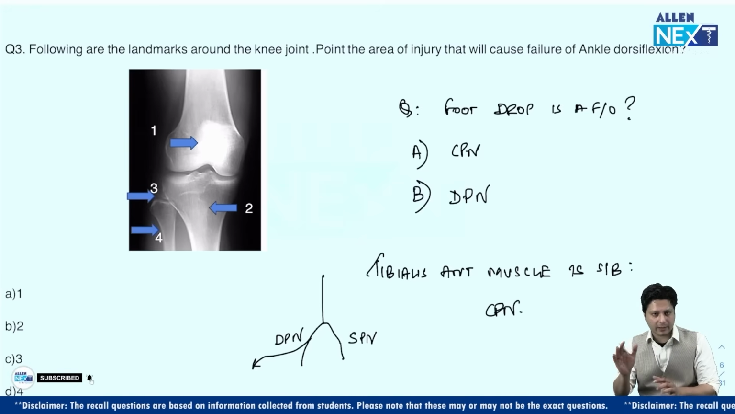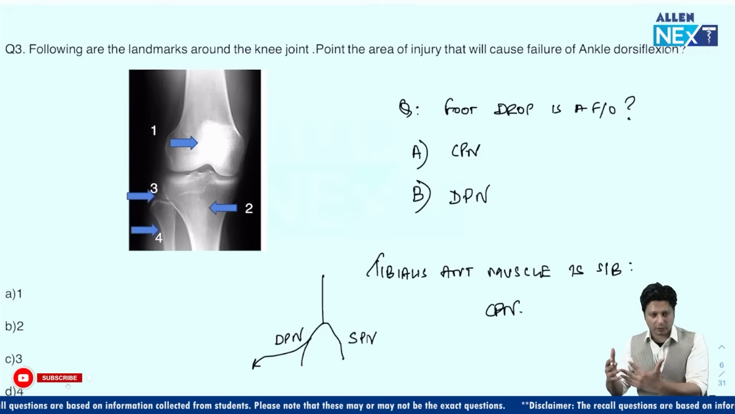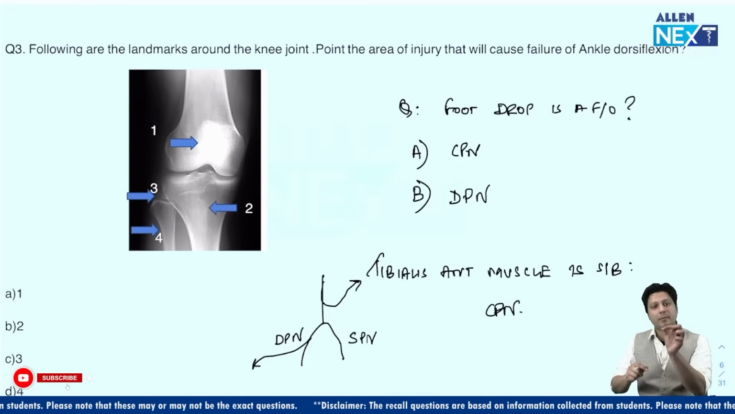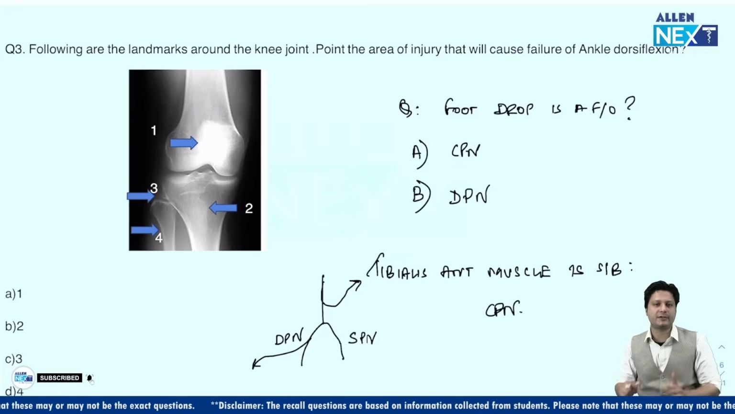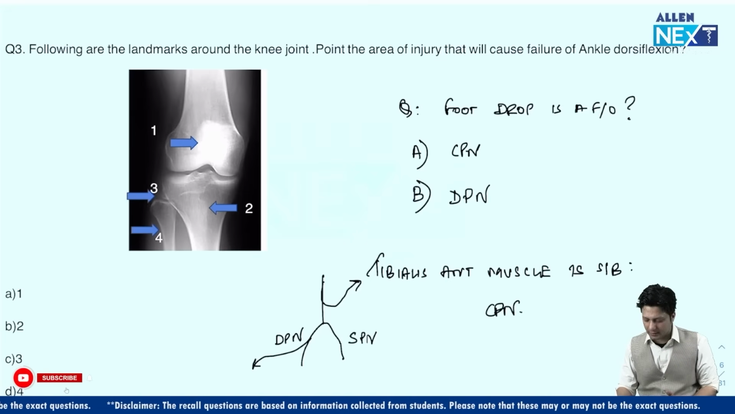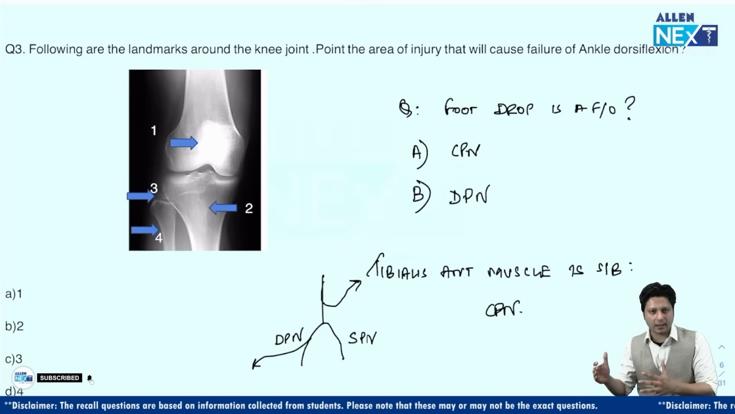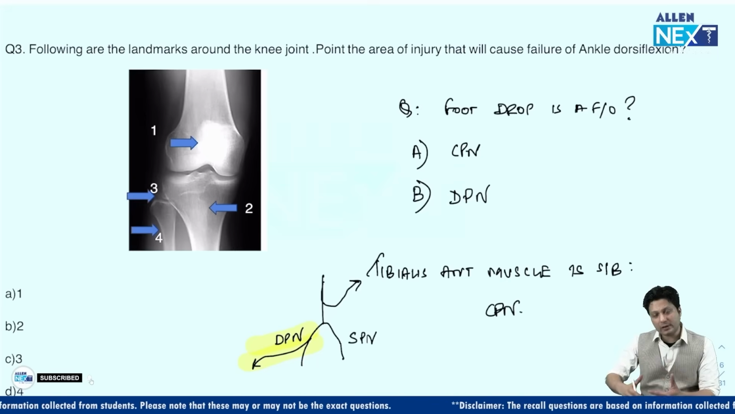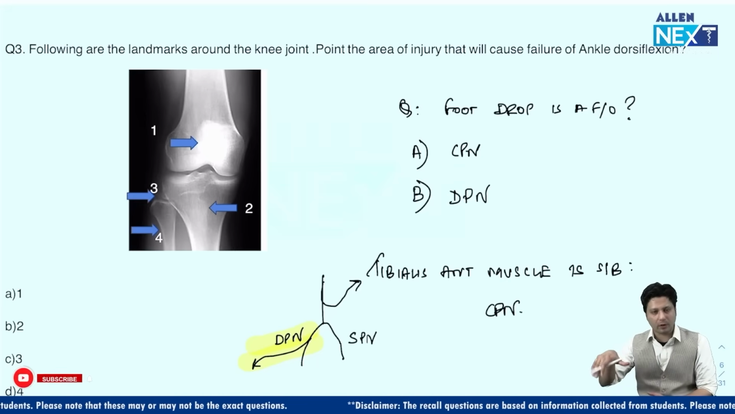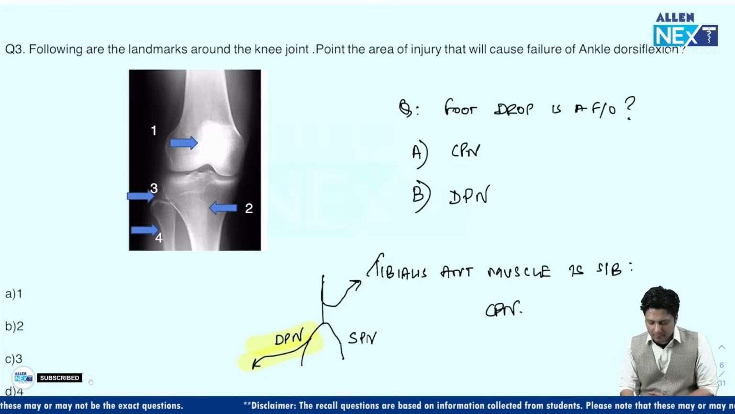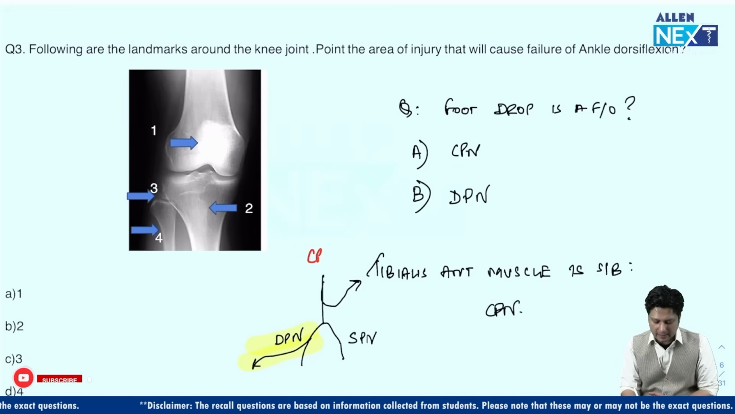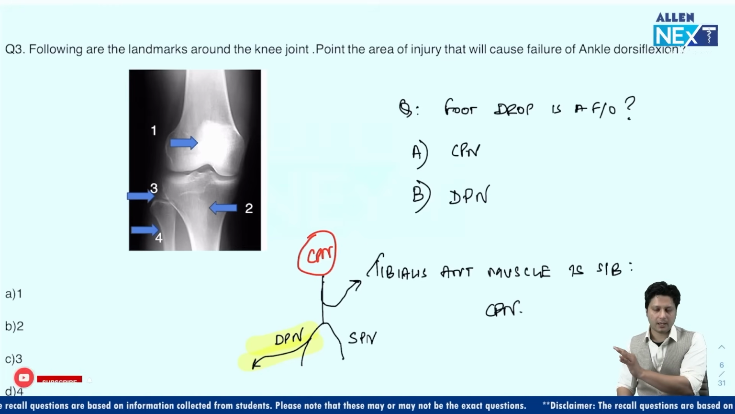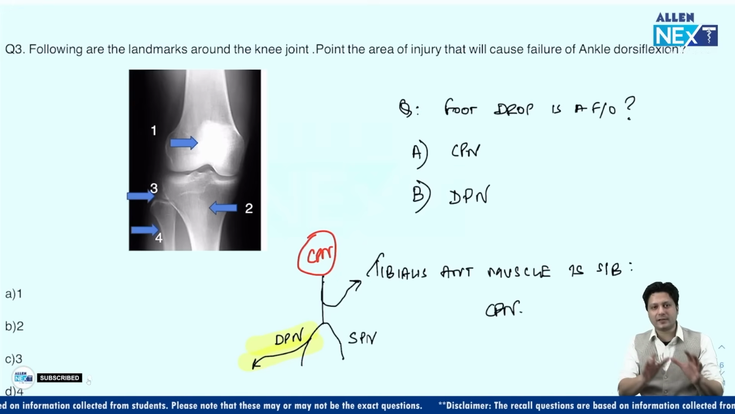But in some cases, there is also a possibility that the nerve to tibialis anterior emerges directly from the common peroneal before it divides into two. So it is not necessary that only an injury to the deep peroneal will lead to a foot drop. Rather, when the common peroneal nerve is injured, in any case there has to be a foot drop. That was the essence of asking this question.